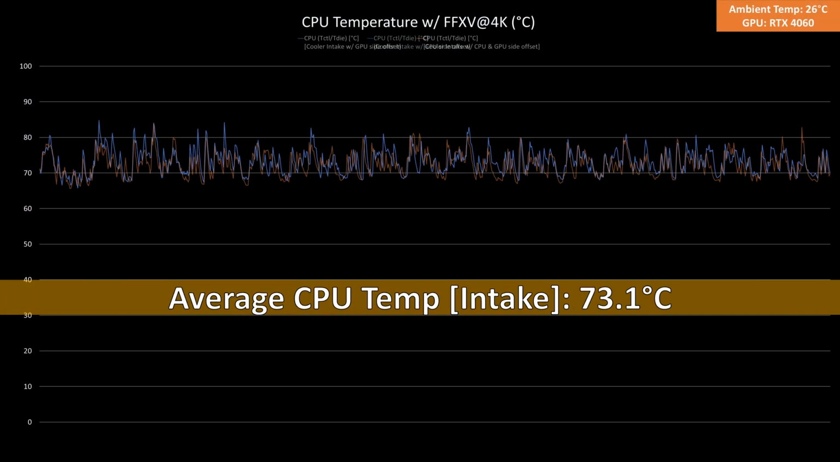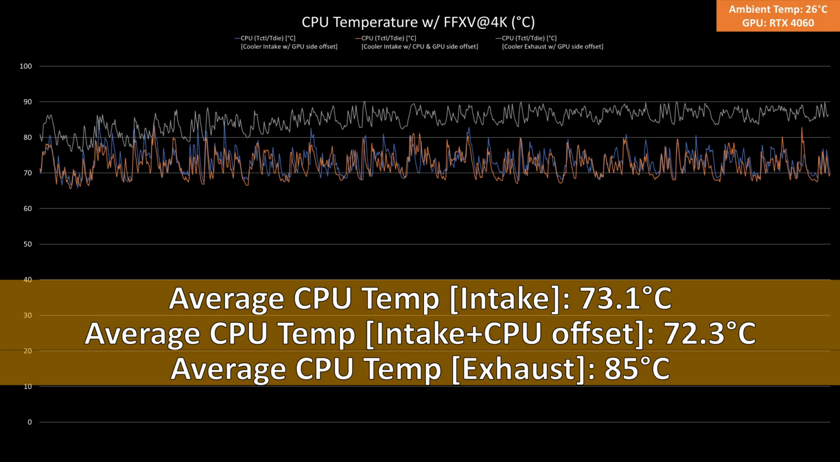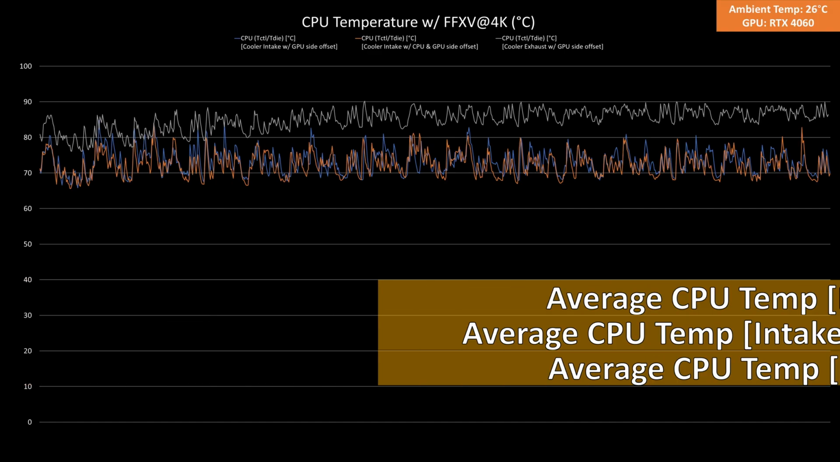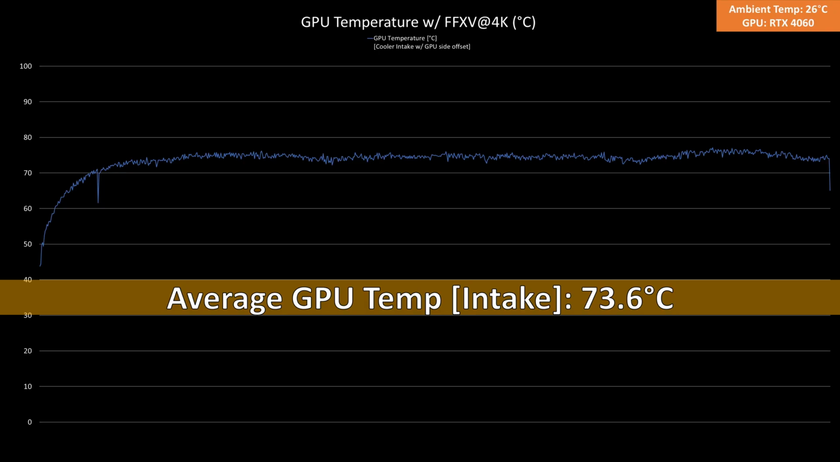With the offset applied on the CPU side, it improved slightly to 72.3 degrees Celsius, just 0.87 degrees Celsius lower. I think this is within margin of error. However, in exhaust mode without an offset, the CPU ran much hotter, averaging at 85 degrees Celsius. As for the GPU temps, in intake mode, it averaged at 73.6 degrees Celsius.